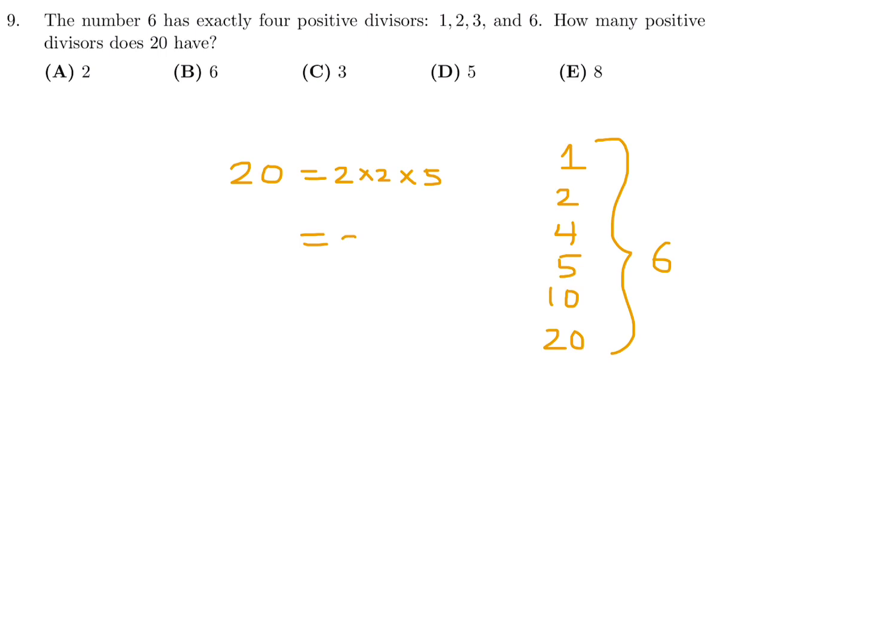I'll show you a little trick. This is 2 to the power of 2 times 5 to the power of 1, right? To find the number of divisors, it's actually very cool. You take this number, add 1, and you take this number and add 1, and then you multiply those two numbers. So that would be 3 times 2, which is 6. And that's the answer. So number 9, the answer is B.